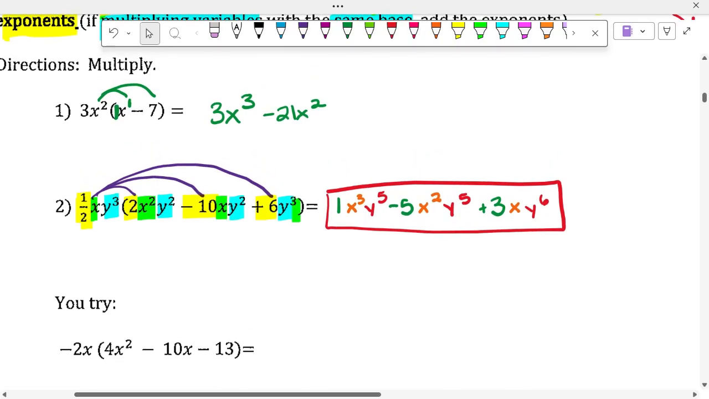All right. Any questions on this one? Do we need to do another example? Or do you want to try one? All right.